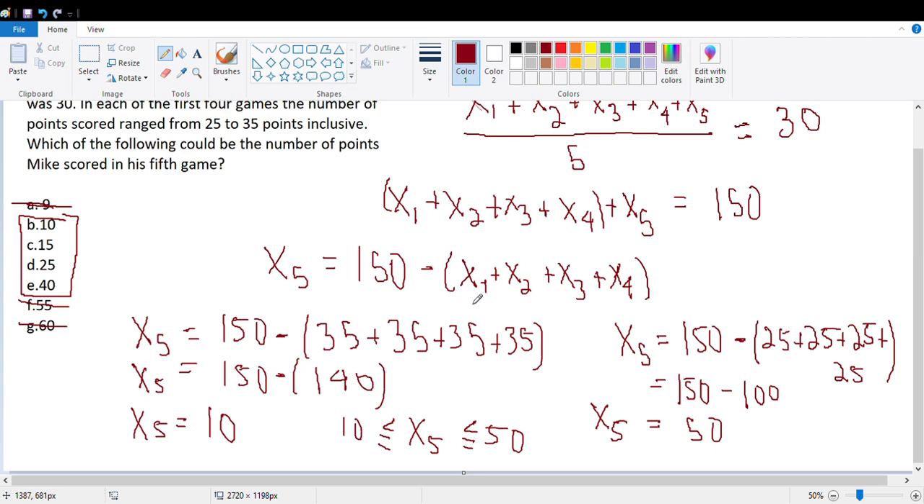The first extreme case was looking at what is the smallest possible value that Mike could have scored in the fifth game, which happens when in each of the first 4 games Mike scores the maximum number of points. And then the other extreme case is when Mike scores the most number of points in the fifth game, which happens when Mike scores the least possible number of points in the first 4 games, which is 25. We found those two values, 10 and 50, and we know that all of the possible values of the fifth game have to be in between 10 and 50. And then we chose the answer choices that satisfy that condition that we found. And that's it.